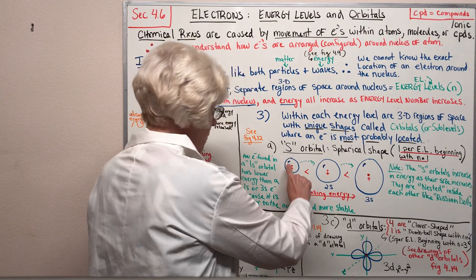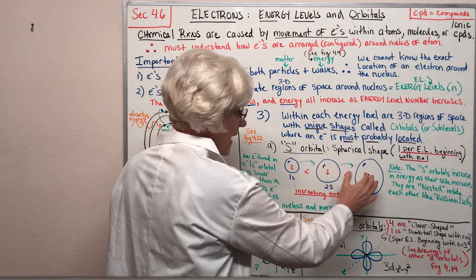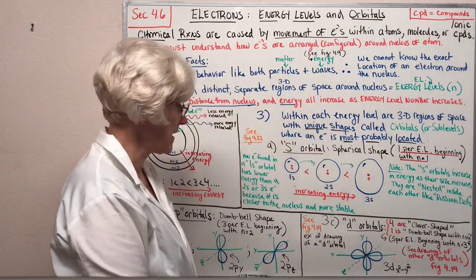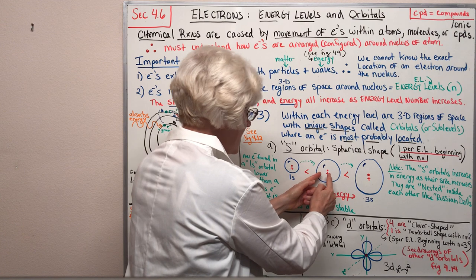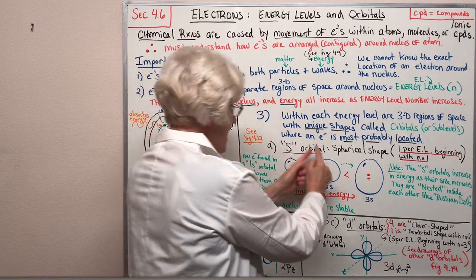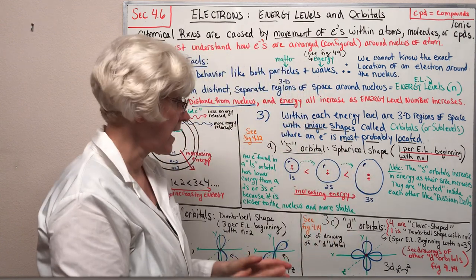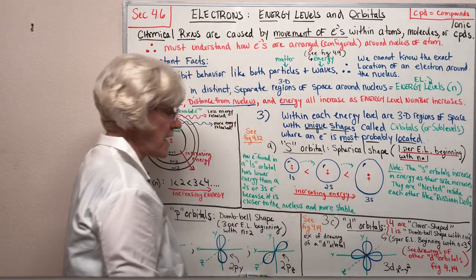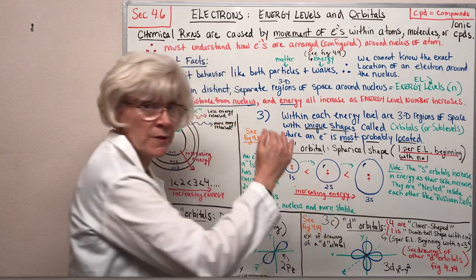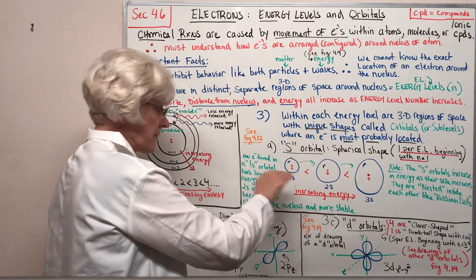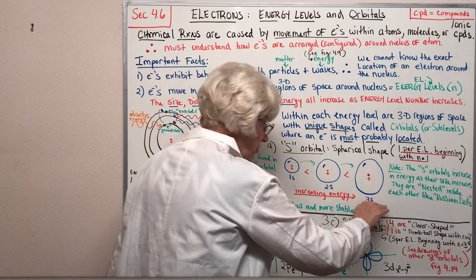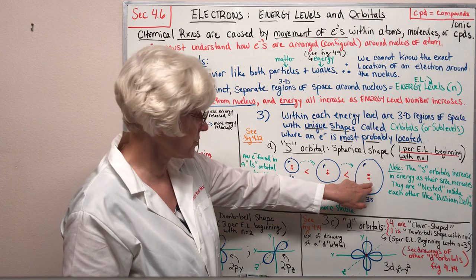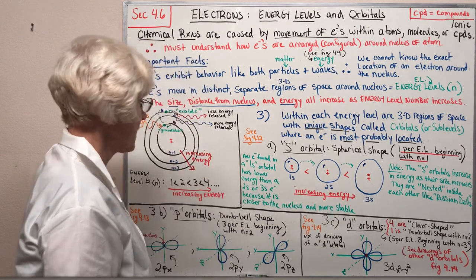And once again, these arrows are indicating that the s orbitals are nested inside of each other. The 1s nested inside of the 2s, and the 1s and 2s nested inside of the 3s. So increasing size of s orbitals as you move to an increasing energy level. Increasing size and increasing energy of these orbitals, and of an electron if it's in that orbital, right?